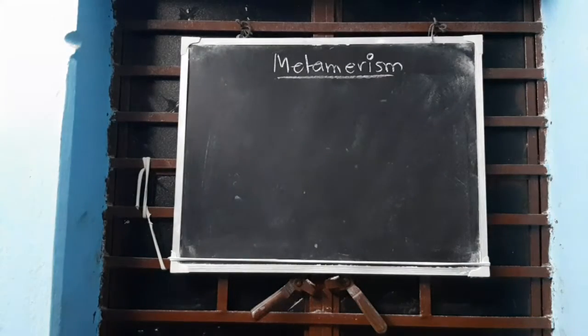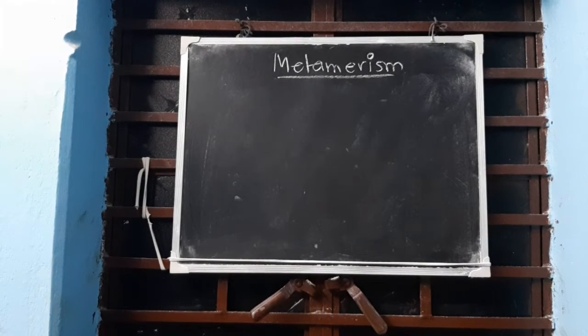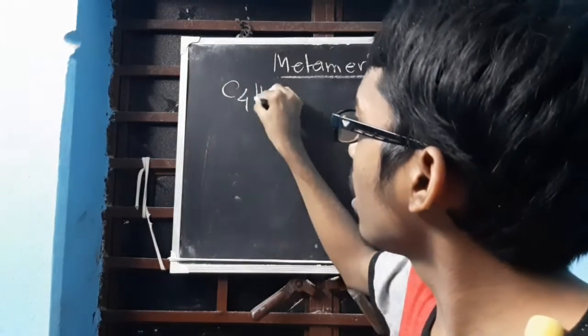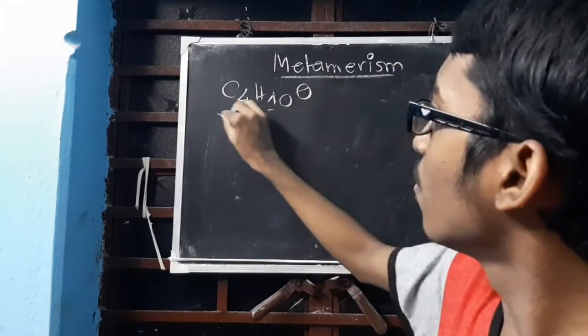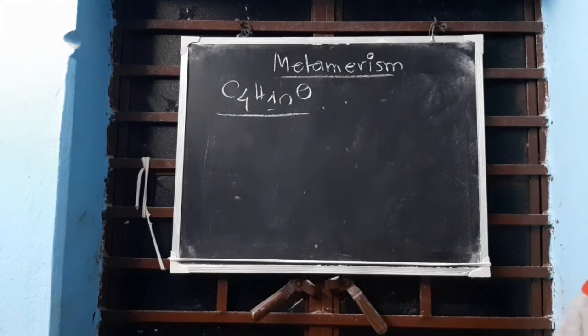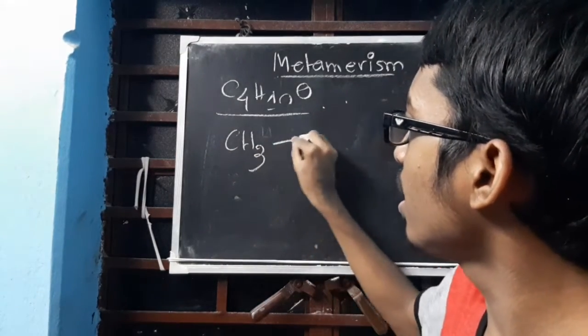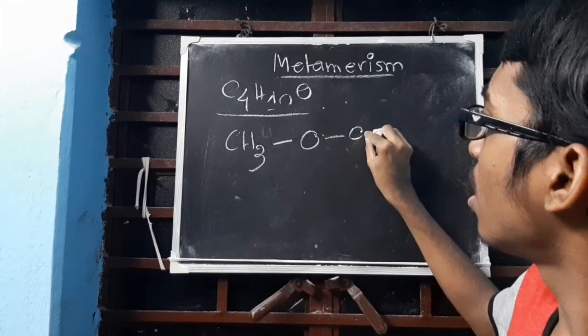Let us take C4H10O. Clear? Let us take C4H10O. What is the compound I have taken? C4H10O. The formula is C4H10O. Understood? Now, someone might argue that we can write it like CH2, how many are left?